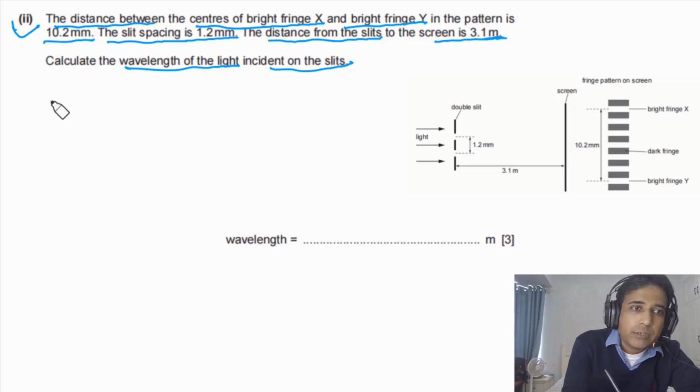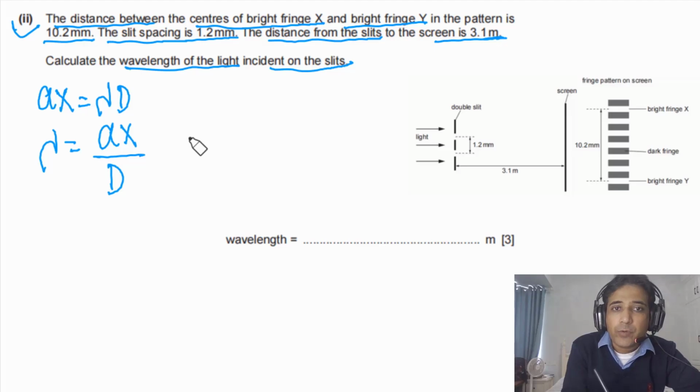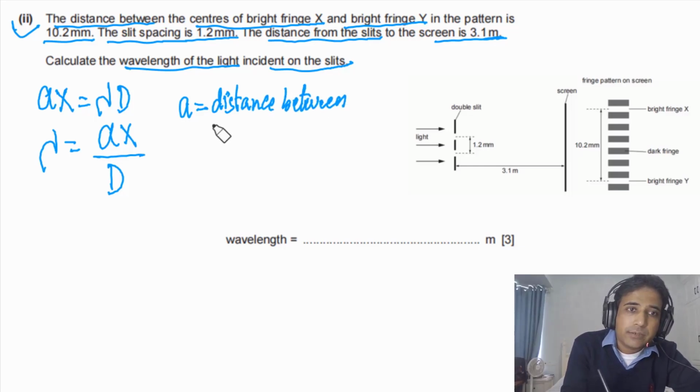In order to answer this question, we simply need to understand that ax equals lambda times capital D, and we need to find lambda. So lambda will be equal to ax divided by capital D. We need to understand what A is. A is slit separation. Slit separation means the distance between centers of slits, center to center distance.